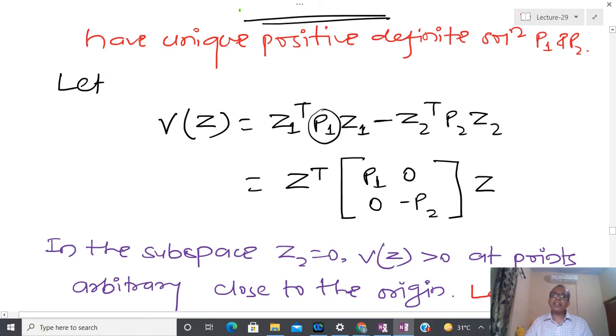Why does the negative sign come into the picture? Can anyone justify it? Iram, could you please justify it? Iram, are you here? Yes, sir. Could you please justify the negative sign?